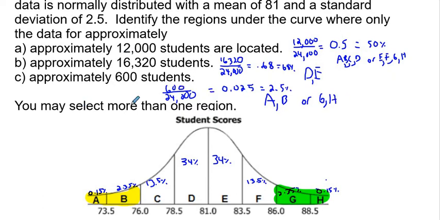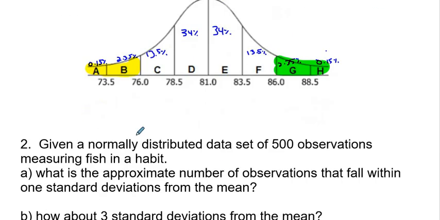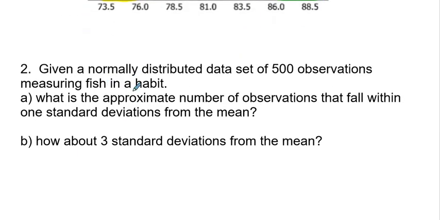The next one will be more verbal. So let's take a look at that one. So this one, we're looking at fish in a habitat. Biology is heavily statistically oriented. So if you're going to be a biology major, you're going to want to consider taking a statistics class, maybe before you get out of high school if possible. So also doctors and stuff, they heavily rely on statistics.